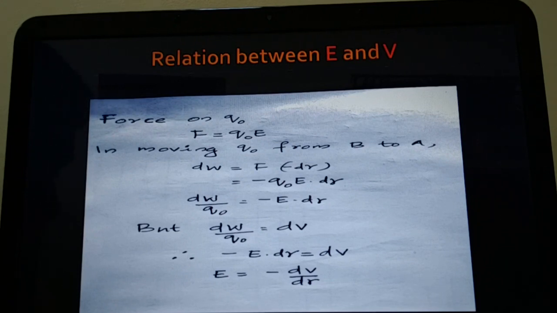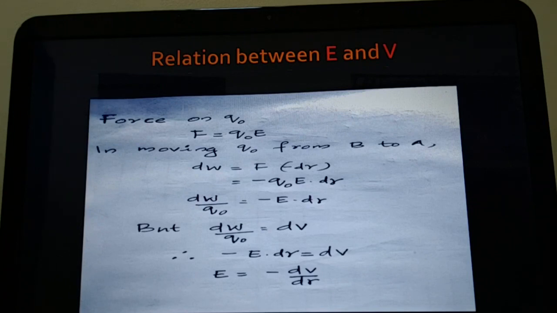So electric field intensity is negative potential gradient. That is a very important result. Electric field intensity is negative potential gradient, that is E is equal to minus dV by dr. That is the relation between electric field intensity and potential, where electric field intensity is the negative potential gradient.